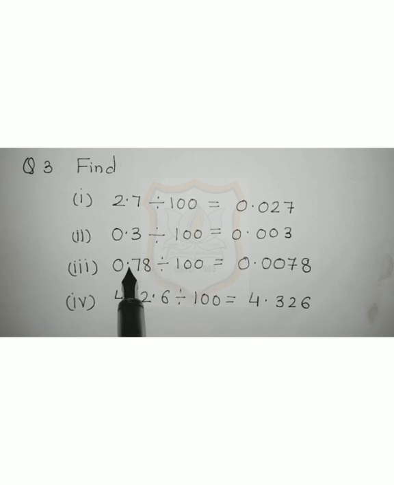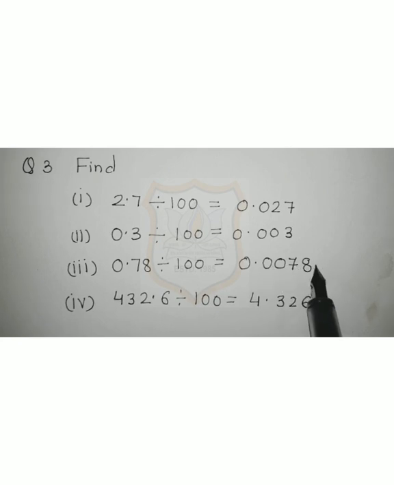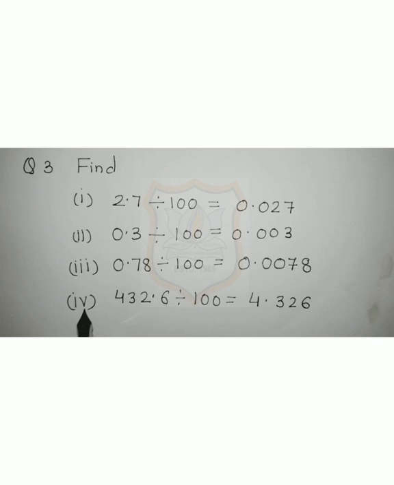Third part of question number 3 is 0.78 divided by 100. Now, in 0.78, the decimal is after 2 digits, that is 8 and 7. Now, 100 has 2 zeros. So this decimal will move 2 digits towards the left of 0. So our answer will be 0.0078.